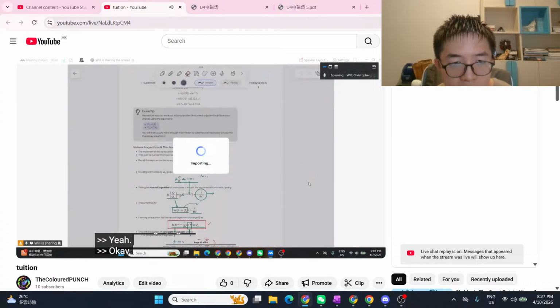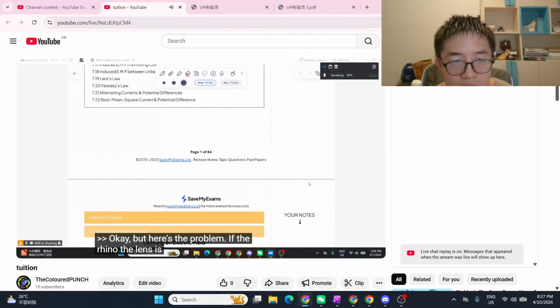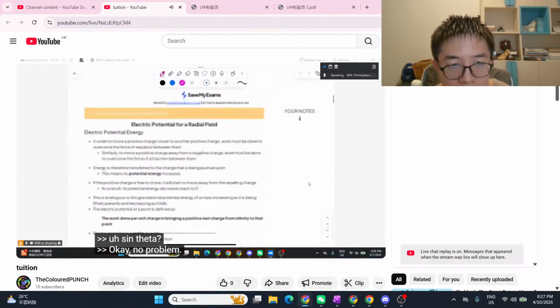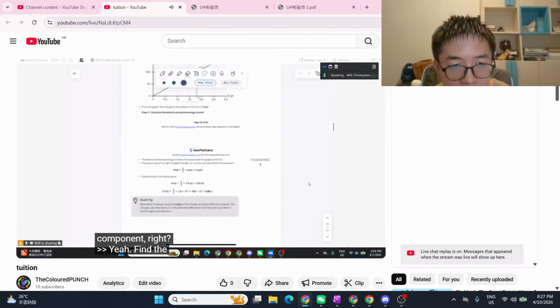Okay. But here's the problem. If right now the length is not perpendicular to the B or not perpendicular to the I, how do we do it? Sine theta. Okay, no problem. To make the vertical component, right? Yeah, find the perpendicular component.